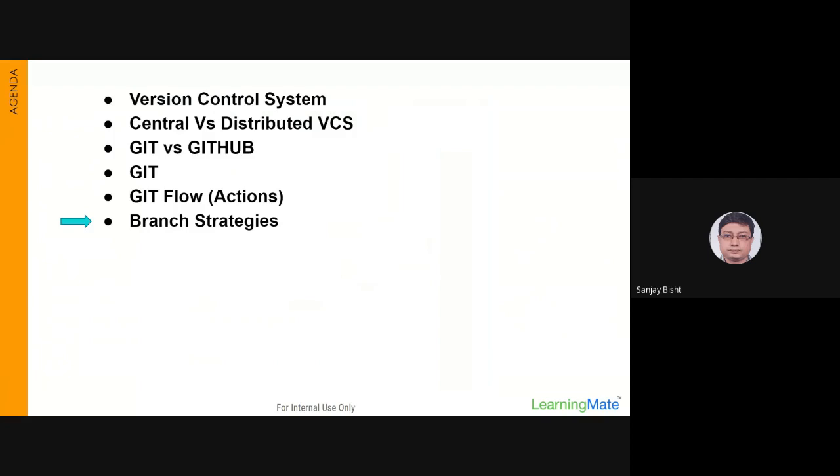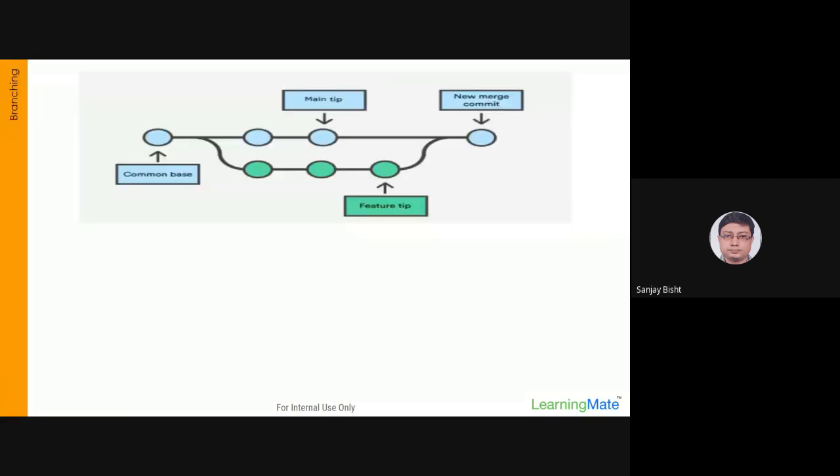Okay. So then the next topic is basically branch strategies. As we said, one of the features of a version control system is to let you work with branches also. So that is what branching is basically.